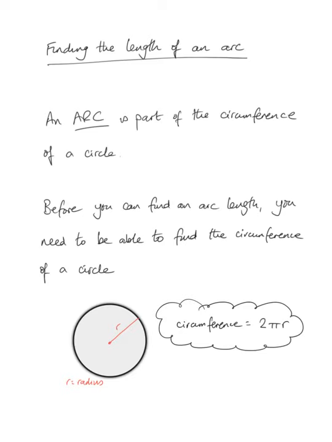Before we start, we do need to be able to find the circumference of a circle. So the circumference of the circle is 2 pi r, so 2 times pi times radius. So if in this circle here we had a radius of 10 centimetres, the circumference would be 2 times pi times 10.